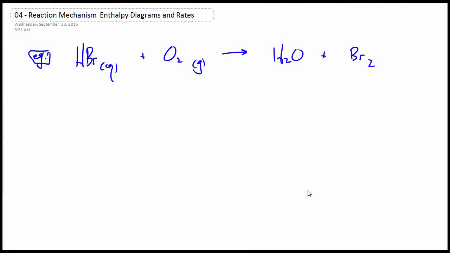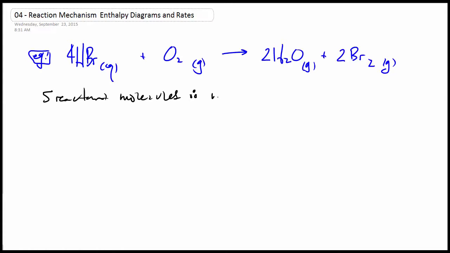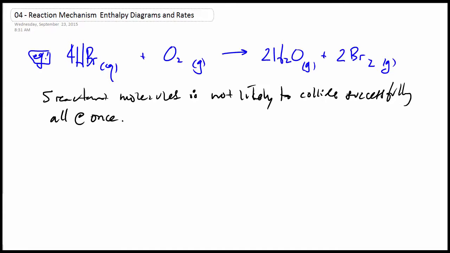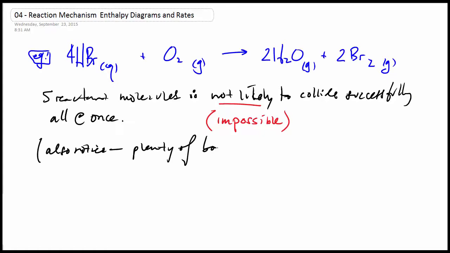So today, let's talk about reaction mechanism, and let's talk about this reaction here between hydrobromic acid and oxygen, forming water vapor and bromine gas. If you look at the reaction, I think you can see there's five reactant molecules on the left. That's quite a few. And it's really not likely that all those reactant molecules are going to collide successfully all at once with the right, remember, energy, orientation, geometry, and so on. It's really impossible. Also notice that there's plenty of bonds to break and lots of bonds to form. It really doesn't make sense that all this will happen all at once.